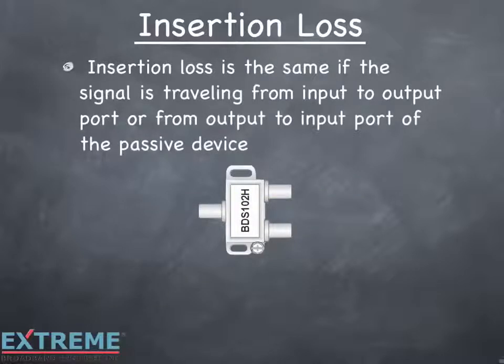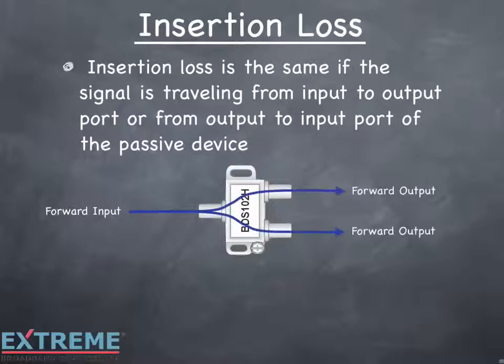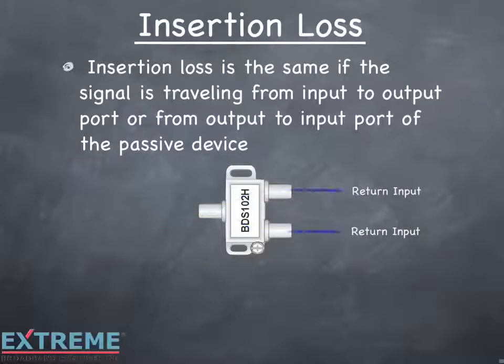Insertion loss is the same if the signal is traveling from the input to the output ports or from the output ports to the input port of the passive device. Here we're showing a two-way splitter with a forward signal flowing from the input to the output ports and the return signal feeding from the output ports to the input. In both directions, the insertion loss is the same.